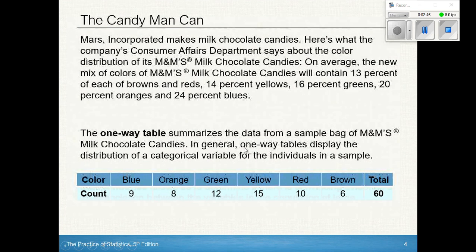So let's look at the chi-squared goodness of fit test. According to M&M Mars, here's what they say the new mix of colors is for M&Ms. 13% brown, 13% red, 14% yellow, 16% green, 20% orange, 24% blue. We opened a bag of M&Ms. There were 60 M&Ms in there, and we divided them out by color, and there's what we got.